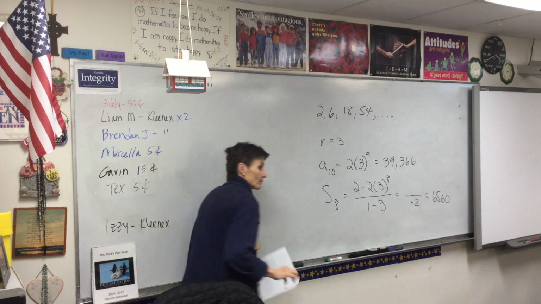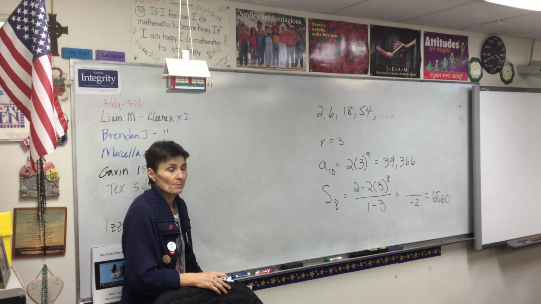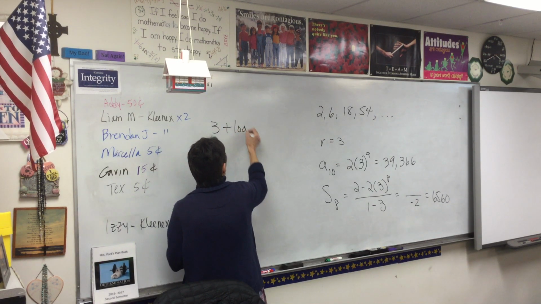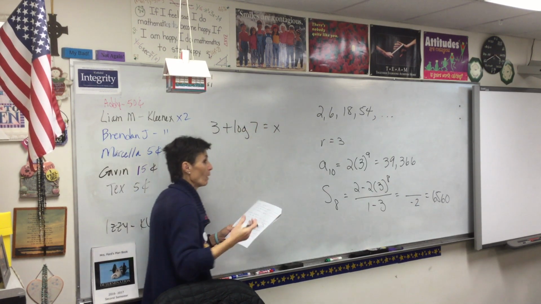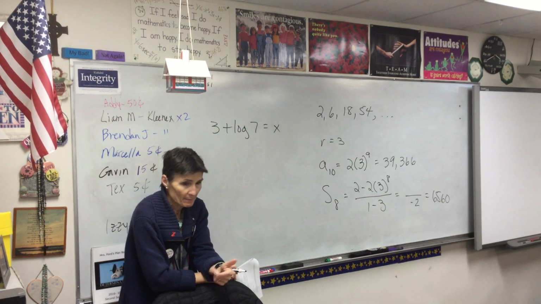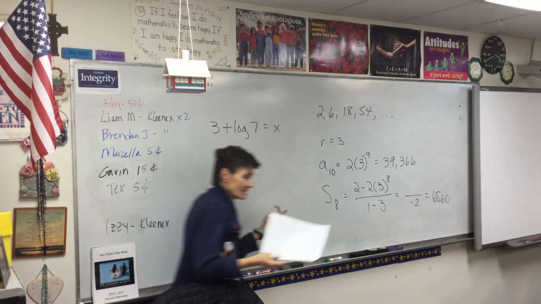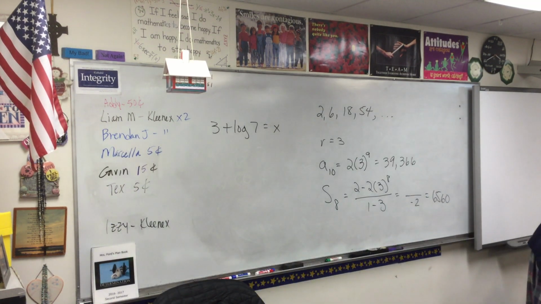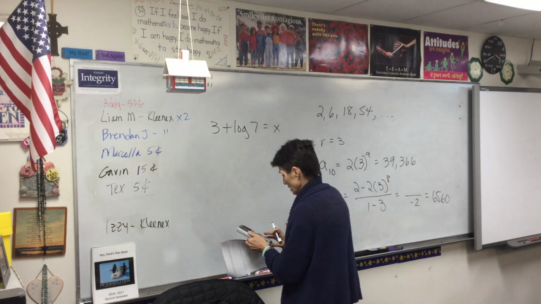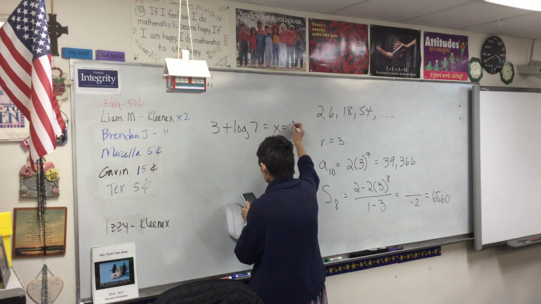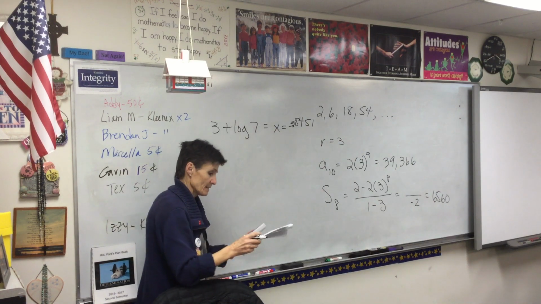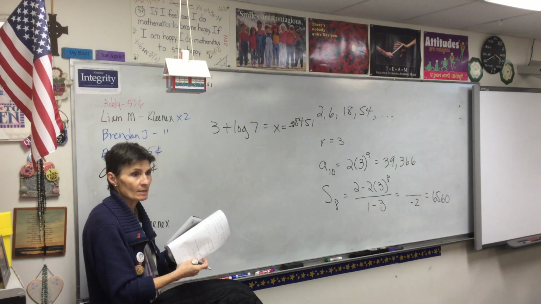All right. Everybody keeping up? Okay, so 3 plus log 7 equals x. So I just want to know what that equals. 3 plus log 7. So what am I going to do? I'm going to type it in. I'm going to type 3 plus log 7, and whatever it says is going to be my answer. So it looks like the answer is 3.8451. Yes. This is the section that has you rounding to the 10,000.